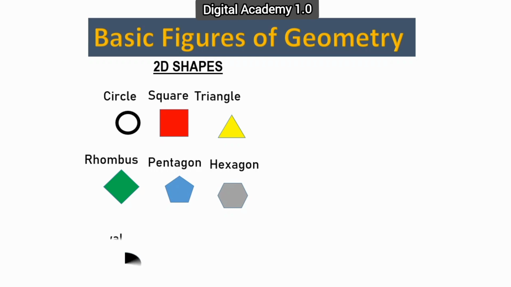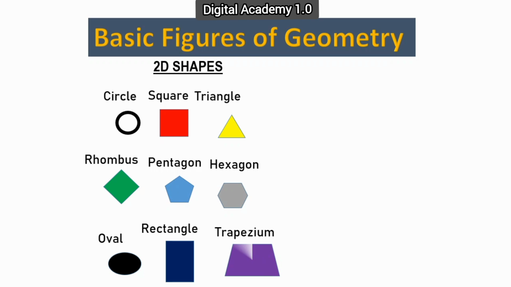Oval. It has the same properties as a circle. Rectangle. Shapes that have opposite sides of equal length, each angle containing 90 degrees. Trapezium. A quadrilateral with one pair of parallel lines or equal.